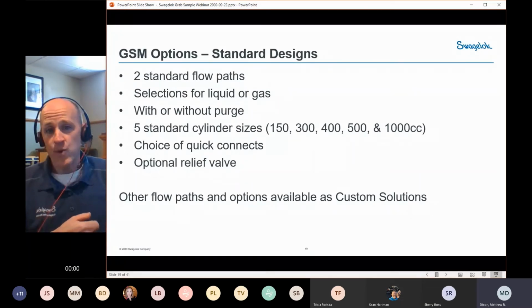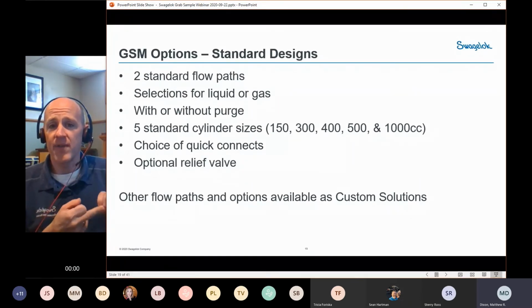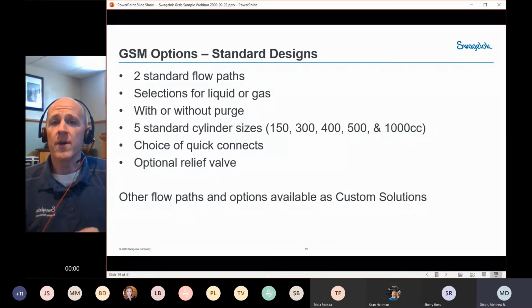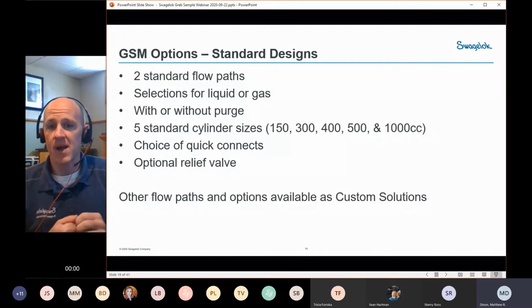We can add a purge if we want to. So if you have a sample that is, again, toxic, or if you have a sample that maybe it's a liquid that's going to solidify if we allow it to sit in the line and cool down. So we have a purge option to get rid of that remaining fluid in the line.